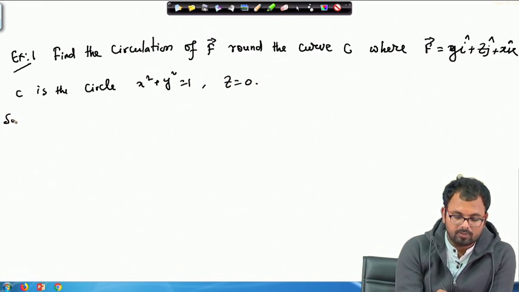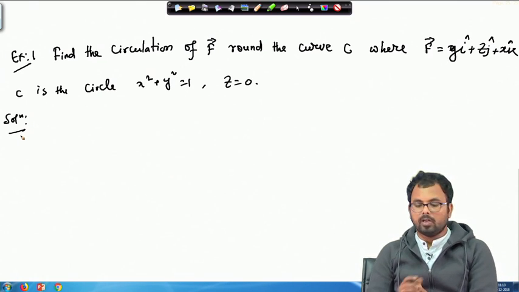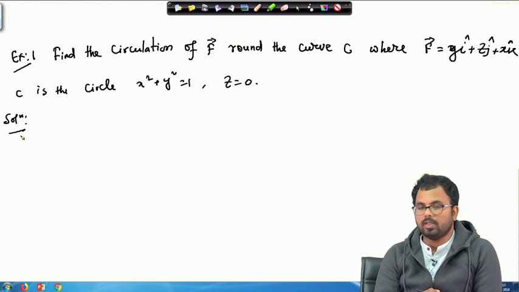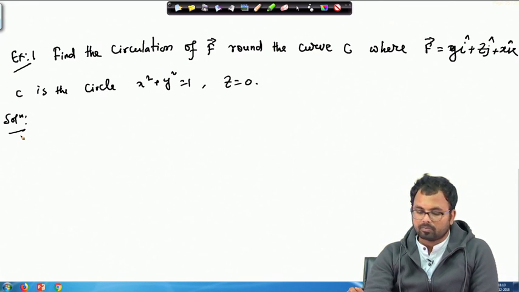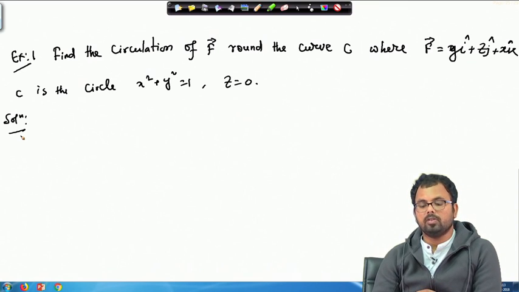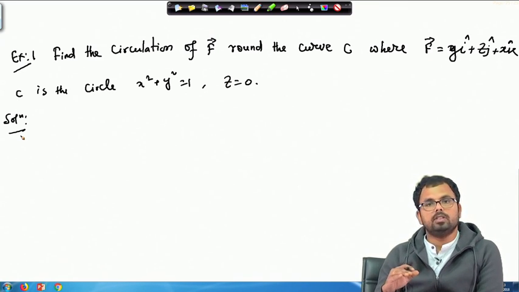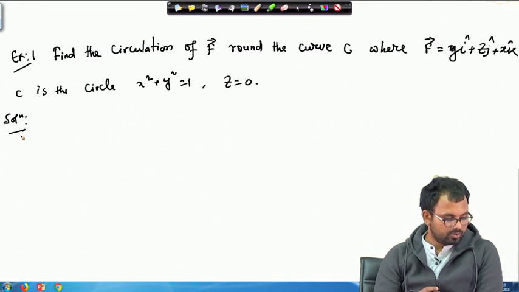So basically here we have to find out the circulation of this function f around a curve C, where we have the given function f of x, y, z equals to this. Of course f is a function of x, y and z. C is the circle given by x square plus y square equals to 1 and z equals to 0. So our curve is in the xy plane, and the given equation of the curve is a circle.